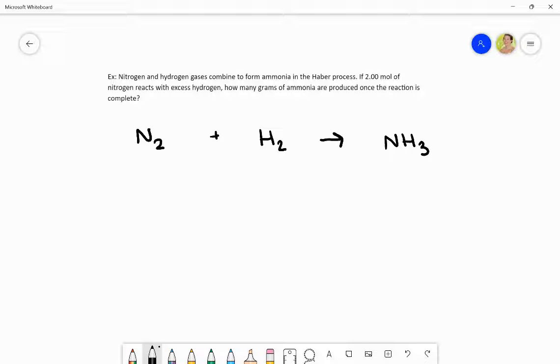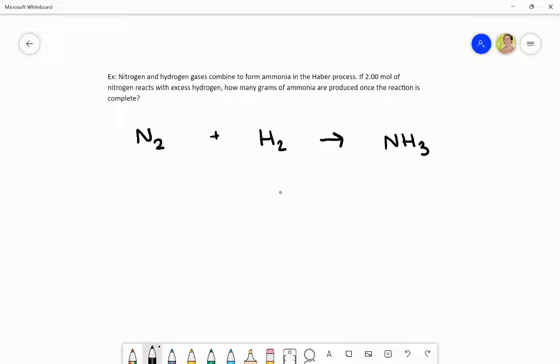So I wrote everything nice and far apart. I don't have to include the states because they're not super important at this stage. So we just have a nice, simple, clean skeleton equation. So step one is to write the equation, but also to balance the equation. If we look at these values, they are not balanced.